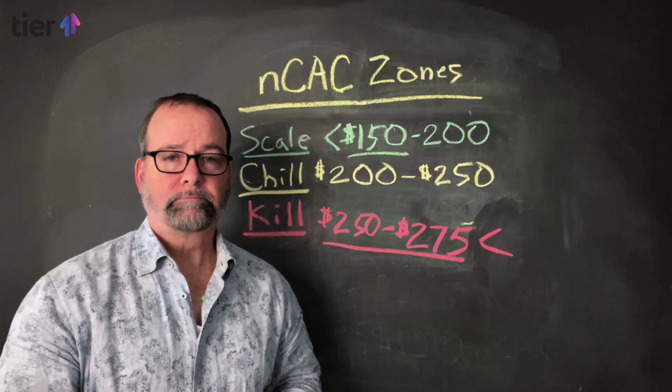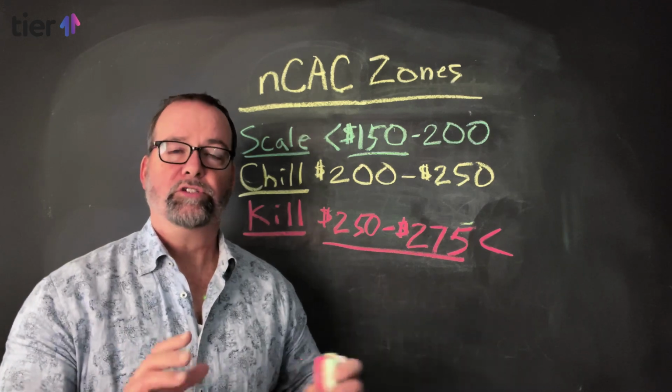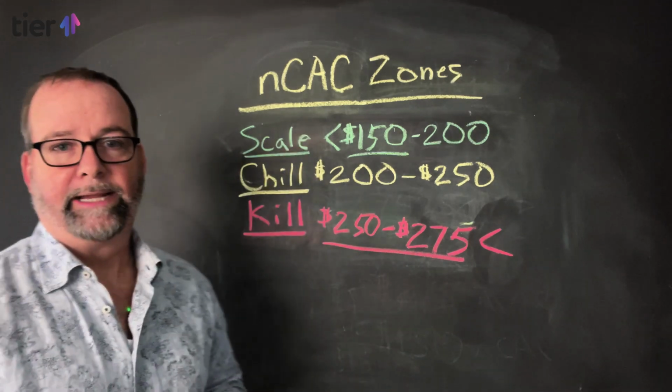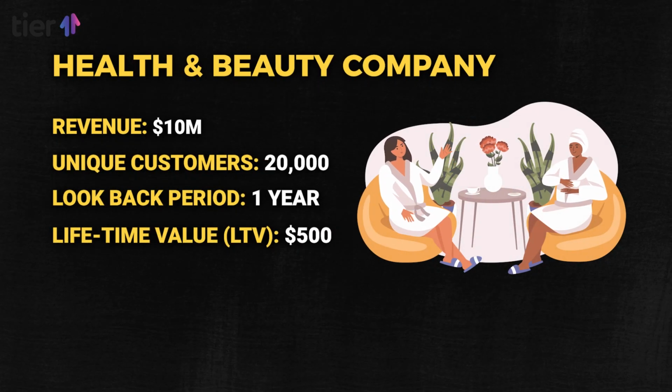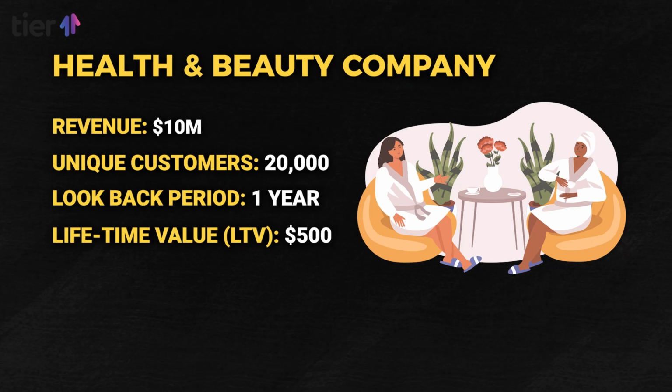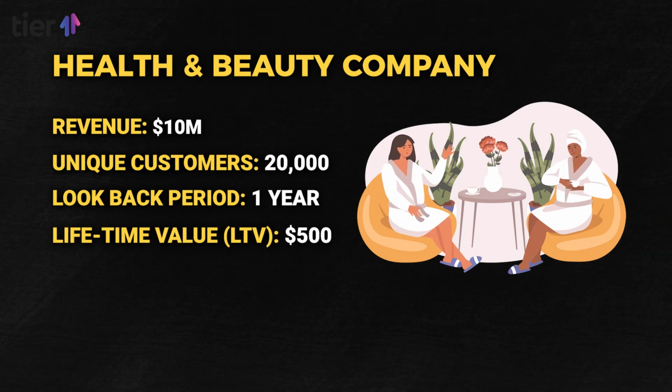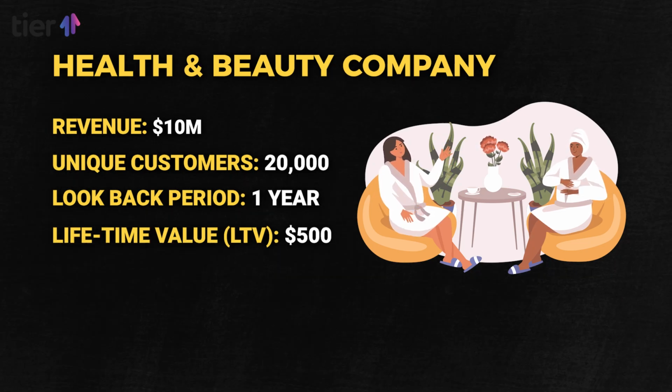First thing that you want to do though is look at your universal nCAC, and that's what we did with this business. $10 million business, okay, they've got 20,000 customers in the last 12 months. We had to pick 12 months as a good period of time. It's usually a good benchmark for this type of business.